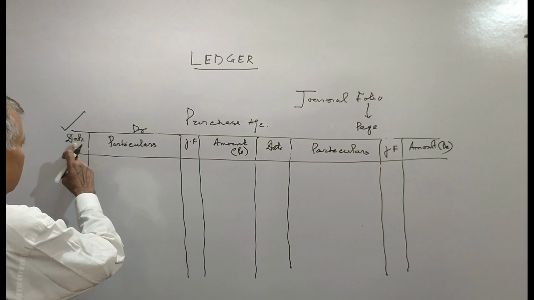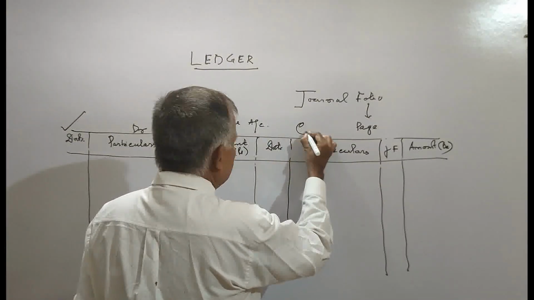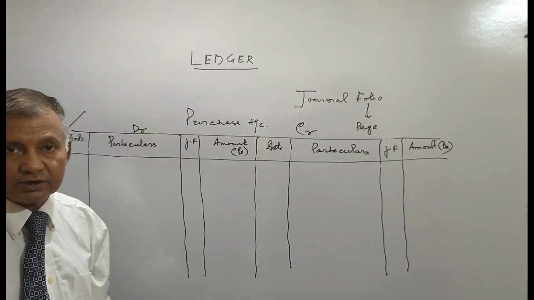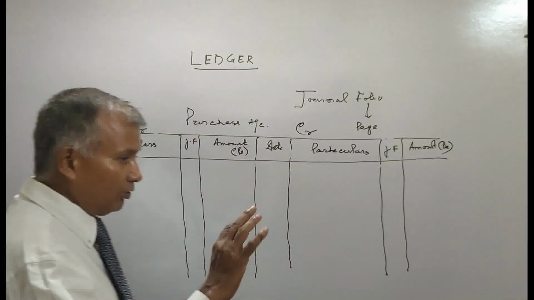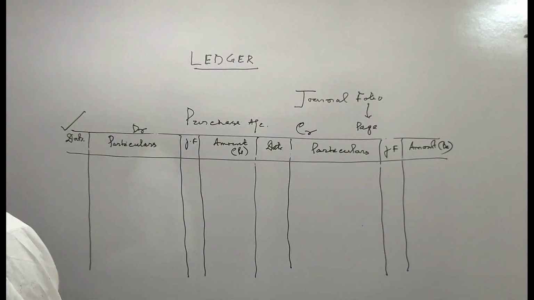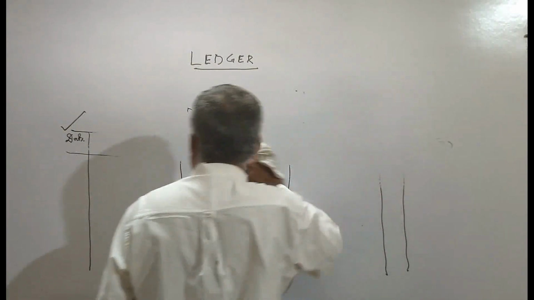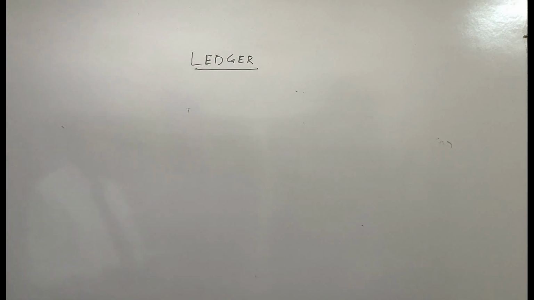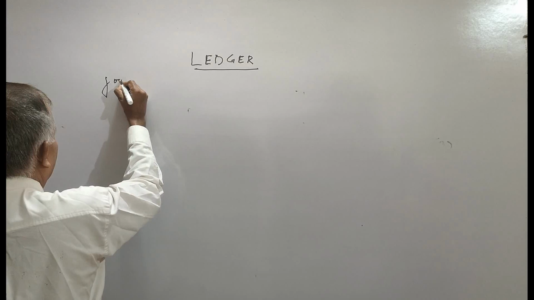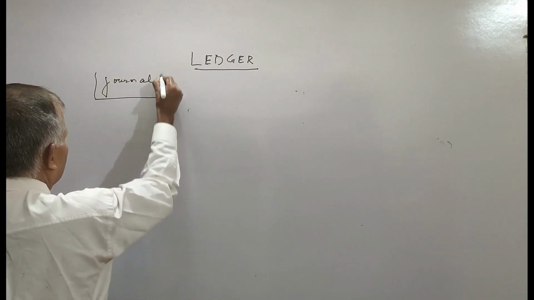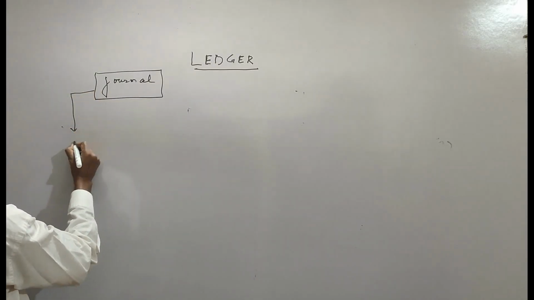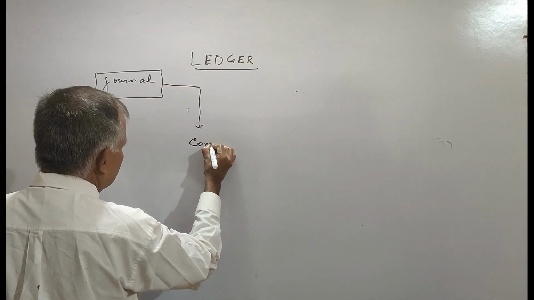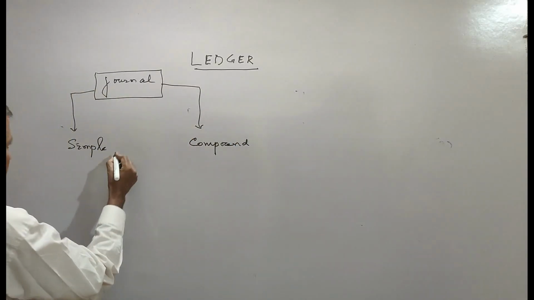So we have to know the date, particulars, journal folio, amount. This is debit, and this is your credit. The left hand side is called debit, the right hand side is called credit. And we all know the journal is of two types. This is your journal. One is your simple entry. Another one is your compound entry.